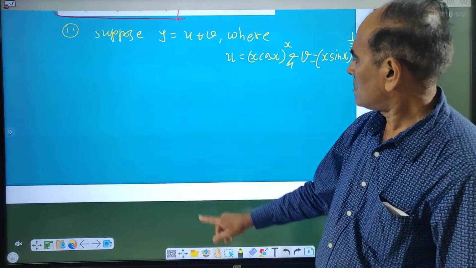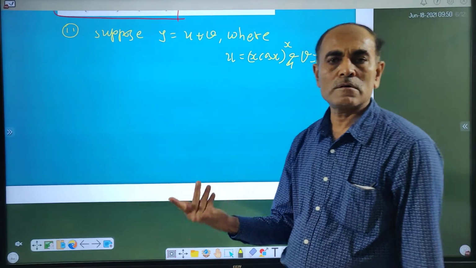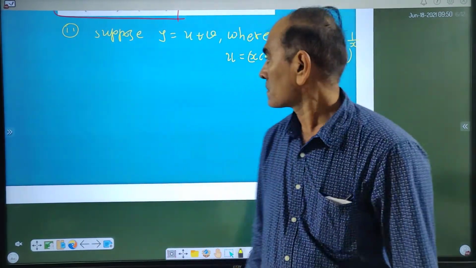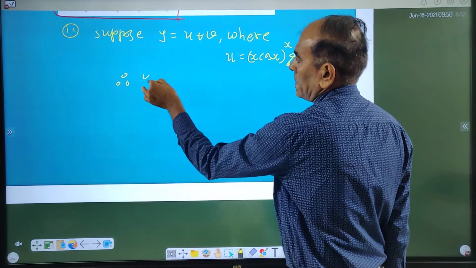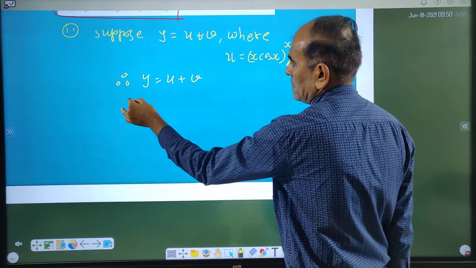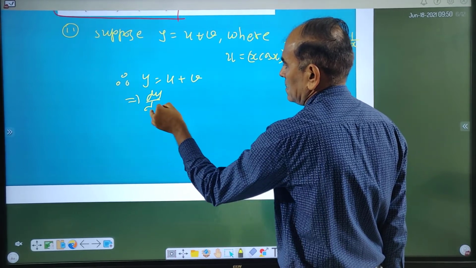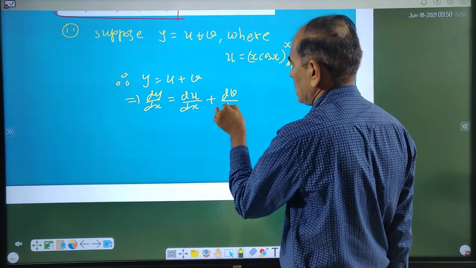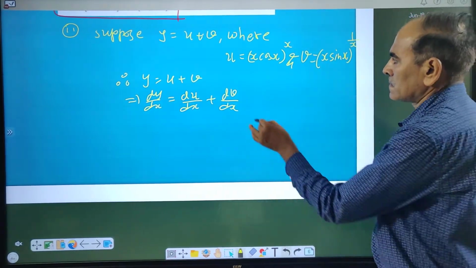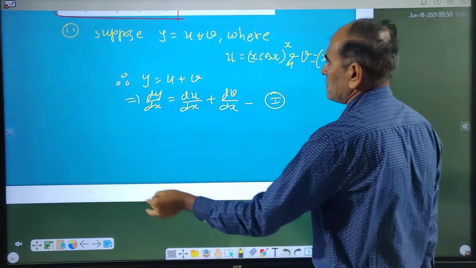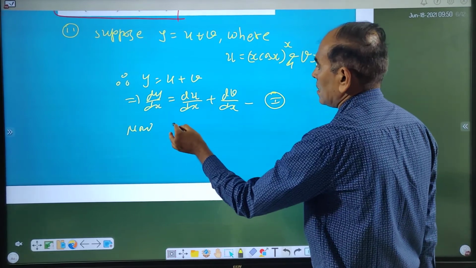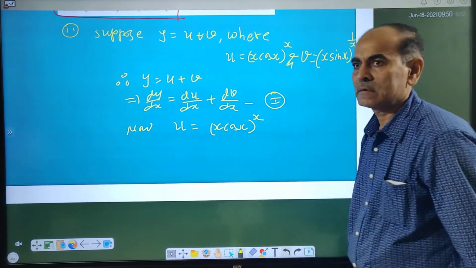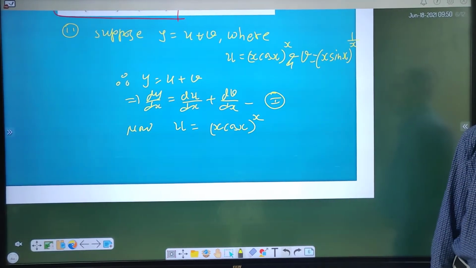So y is equal to u plus v is given. So what will be the dy by dx here? And therefore y is equal to u plus v implies dy by dx is equal to du by dx plus dv by dx. Say result number 1. Now u is equal to x cos x raised to x.